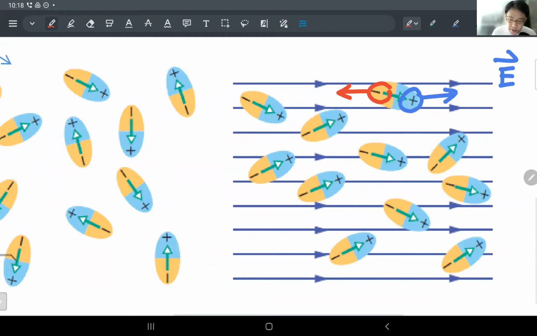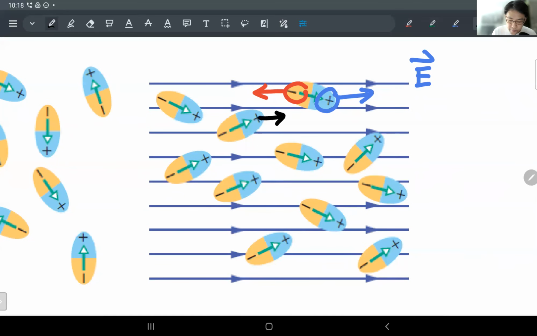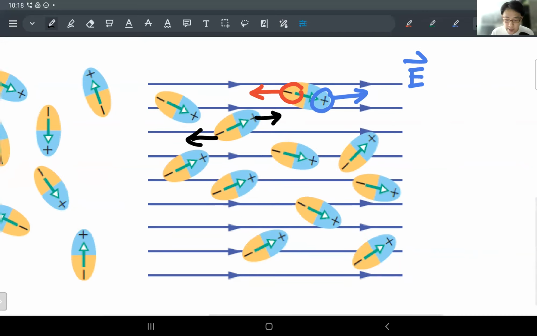So you can think of this just like a compass. Just like you put a compass under a magnetic field, it's going to point north all the time. Same thing over here, but this is all electric. So what you have here is that all these polar molecules will try to align themselves in the direction of the external electric field. Cool. All right. So that's what it is.